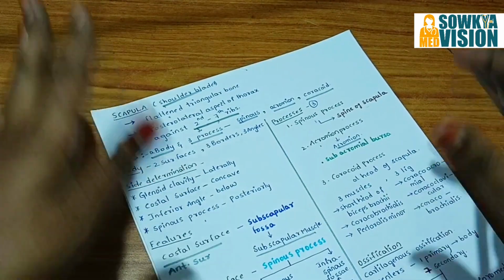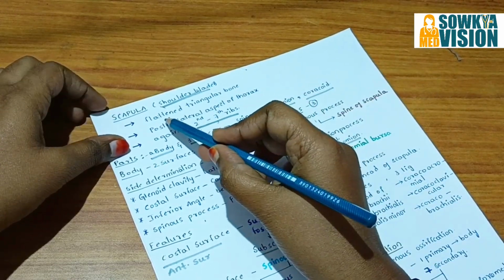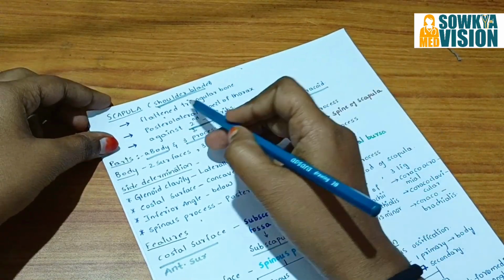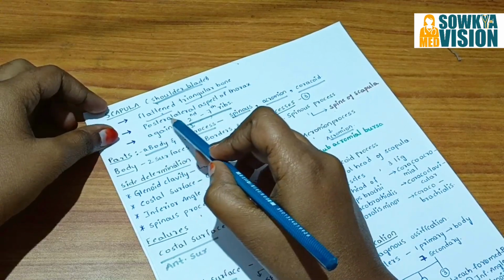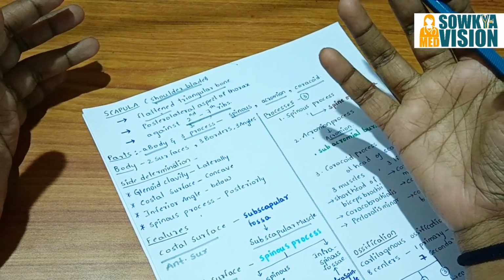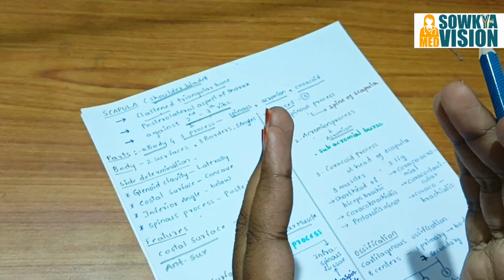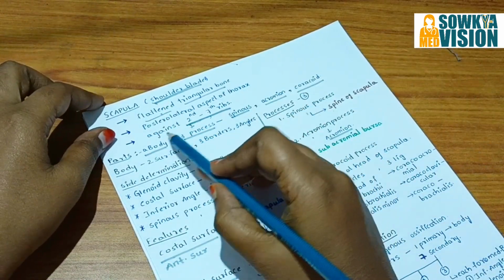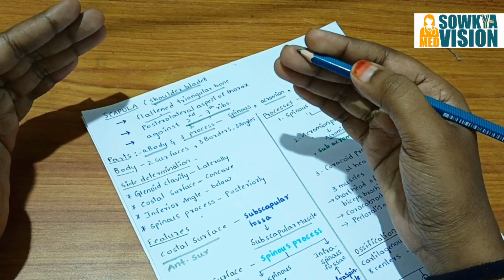Scapula is also known as the shoulder blade. It is a flattened bone, not a long bone, but a flattened triangular bone. It is an irregular bone, okay? It is present in the posterolateral part of the thorax. It is not in the axial region, but apart from the axial region. It is present in the posterior region of the thorax, and it extends between the second to seventh rib.